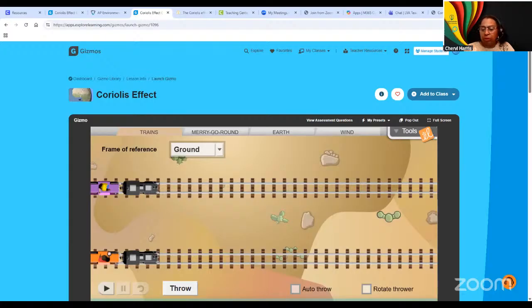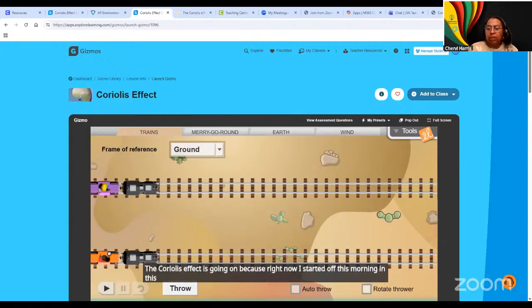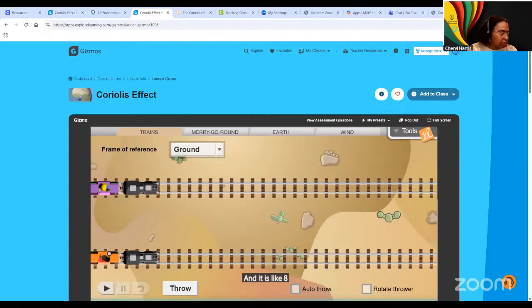All right, the Coriolis effect is going on because right now I started off this morning in this sweater and it is like 80 degrees outside now. It's about to burn up. This weather is crazy.